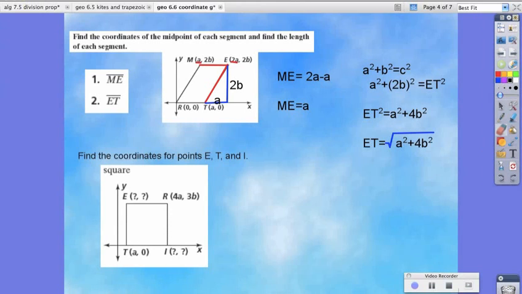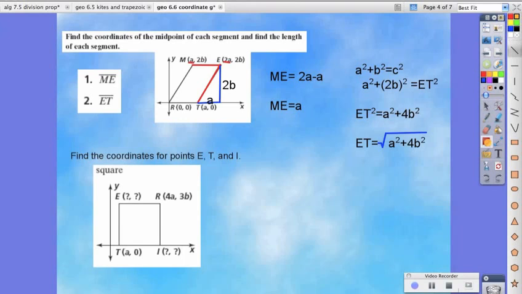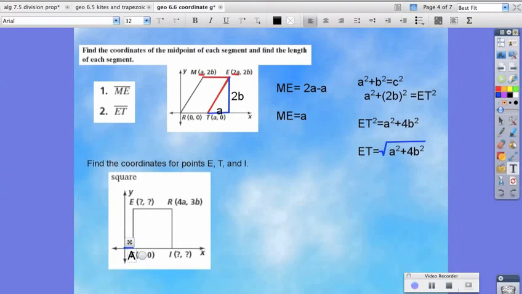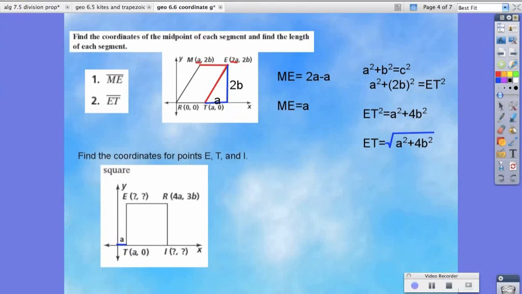Now for the next problem, it gives us this image and it wants us to find the points for E, T, and I. So let's make this as simple as possible and look at what's given. We know that for point T, it moved horizontally. So the distance here shown with this blue line is actually a. That distance is a, as you can see on the bottom left, because the coordinate is a comma 0.